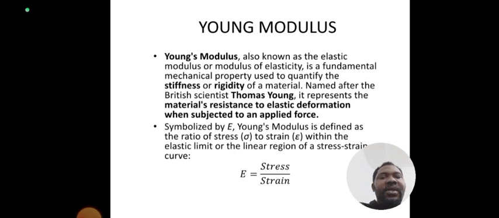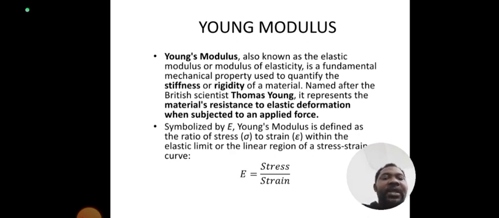a fundamental mechanical property used to quantify stiffness or rigidity of a material. Okay, we use it to know how stiff or how rigid a material is. It is named after a British scientist, Thomas Young, and it represents the material's resistance to elastic deformation when subjected to an applied force. Okay, that's an important point to note.